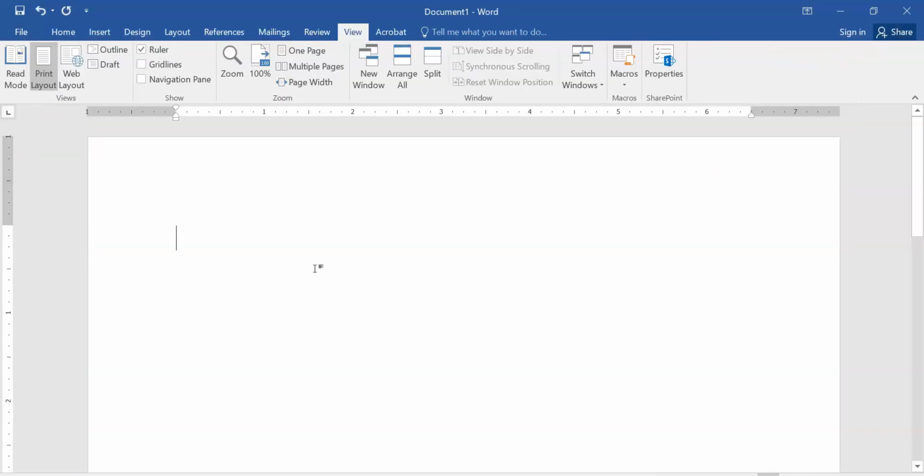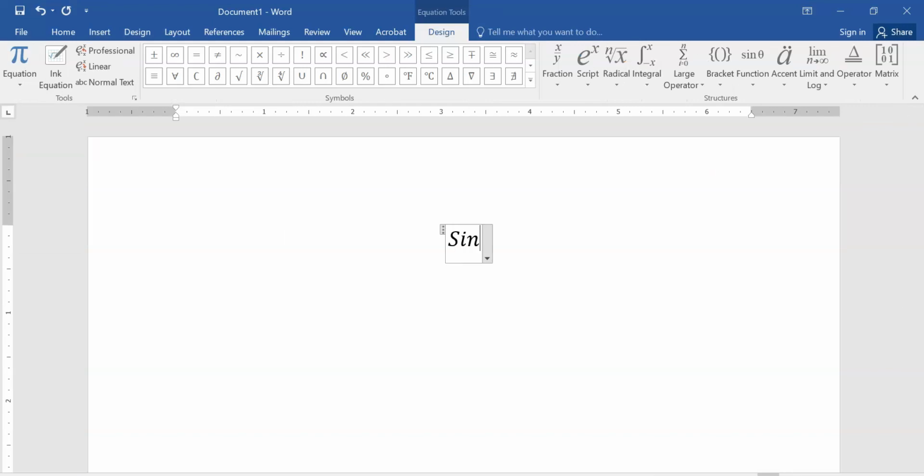So let me say that again. We have three properties. Sine of the angle, usually again we call that angle theta, is equal to the opposite divided by the hypotenuse.